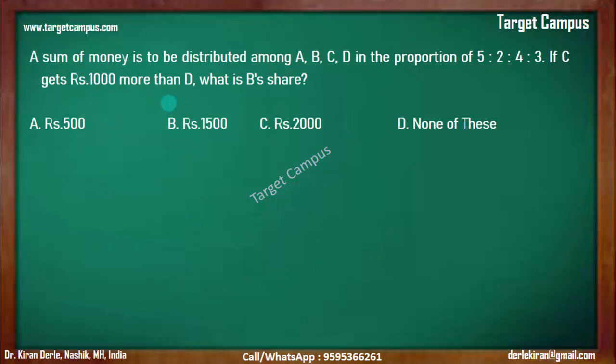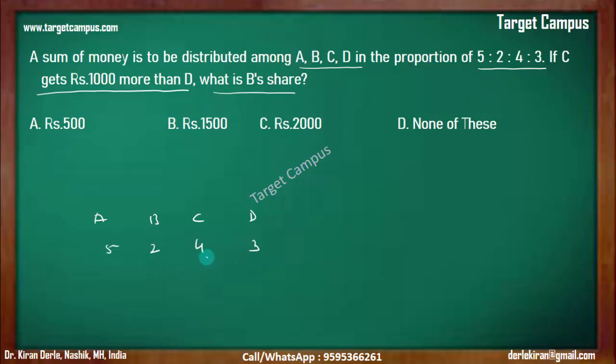Let's move ahead. A sum of money is to be distributed among A, B, C, D in the proportion 5 is to 2 is to 4 is to 3. If C gets 1000 rupees more than D, what is B's share? So let's say A, B, C, D, right? The ratio is 5, 2, 4, 3, right? What is given? What is asked? If C gets 1000 more than D, what is B's share?